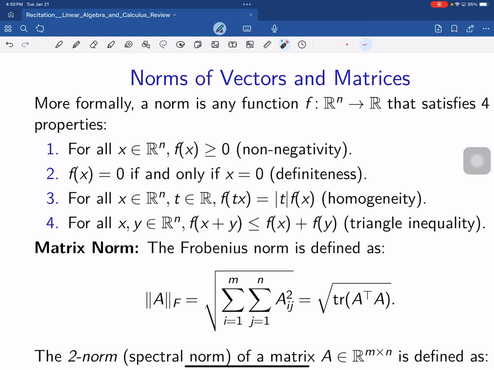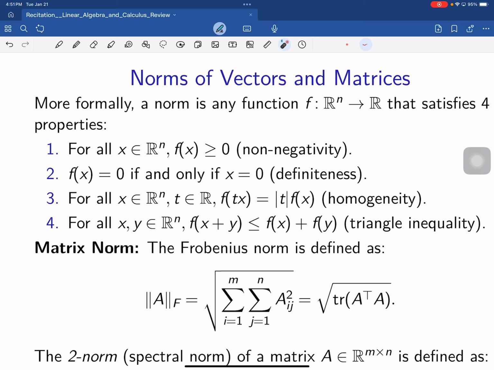And then the second property is definiteness, meaning that f(x) is 0 if and only if this vector itself is a 0 vector, right? So any non-zero vector should give out a non-zero value, right? Because it is measuring the length of the vector, right? Any non-zero vector has a non-zero length, right? So this should also be intuitive.